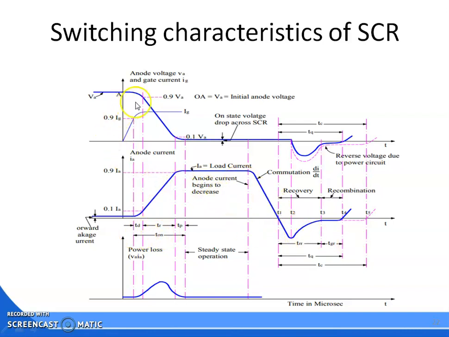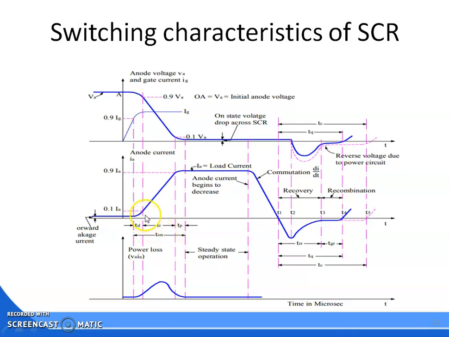First of all, we have to study the turning on process. The entire turning on process is divided into three different sub-intervals. One is TD, the turn on delay time, TR, the rise time, and TP, the spread time. What is TD, the turn on delay time? The time taken to rise the anode current from 0.1 IA. Then come to TR, this one is the rise time. The time taken to rise the anode current from 0.1 IA to 0.9 IA.